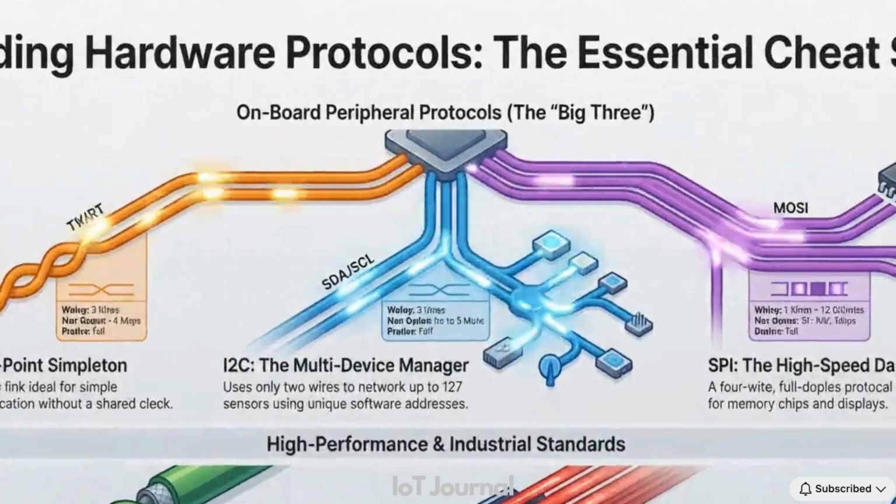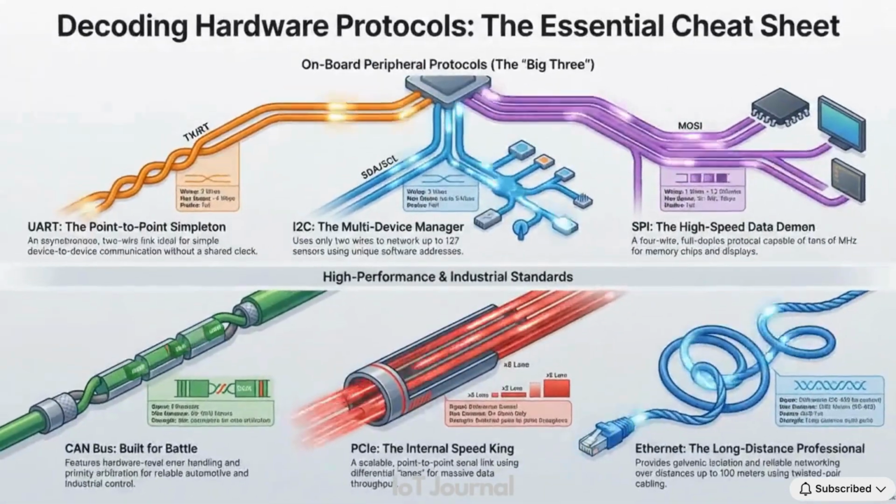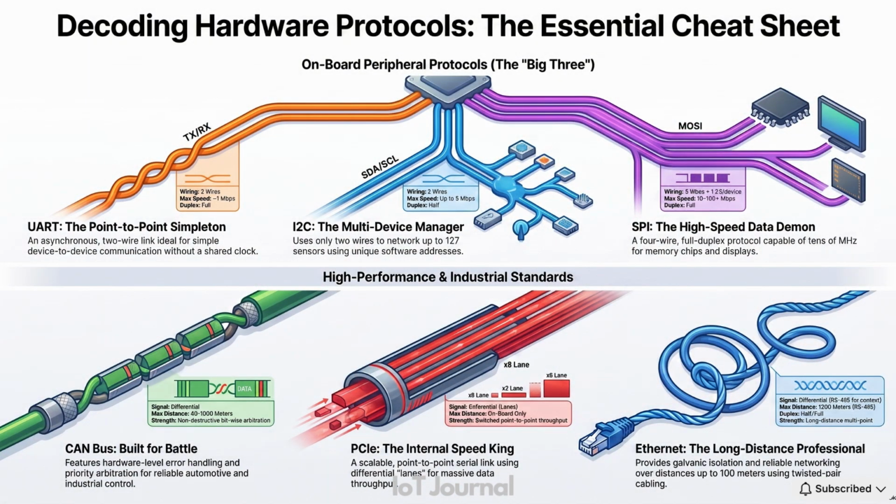Ever built an IoT project only to be left guessing whether you should use I2C, SPI, or UART? Pick the wrong protocol, and your build suffers from brutal speed bottlenecks, mysterious signal drops, or unmanageable electrical noise in industrial setups. In this episode of IoT Journal, we're laying out the ultimate blueprint of hardware communication, from why parallel buses died to how modern protocols like PCIe and USB 4 pull off multi-gigabit magic.